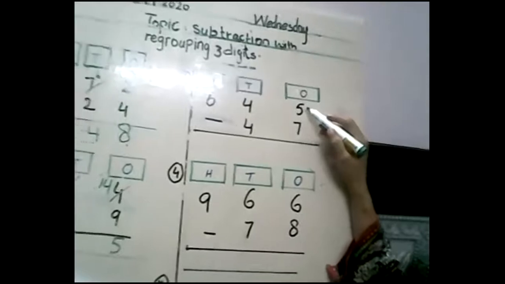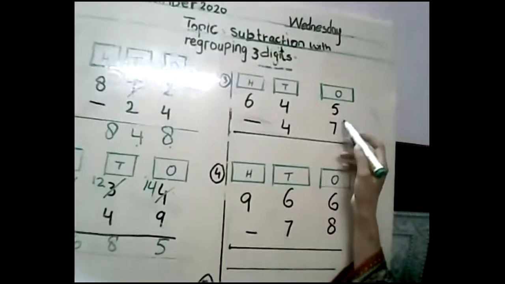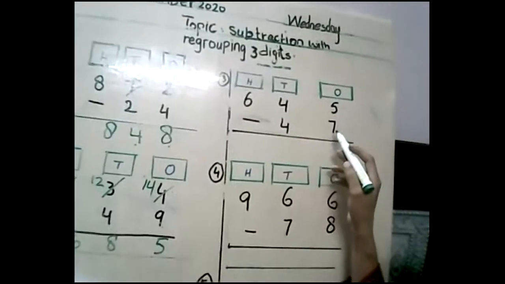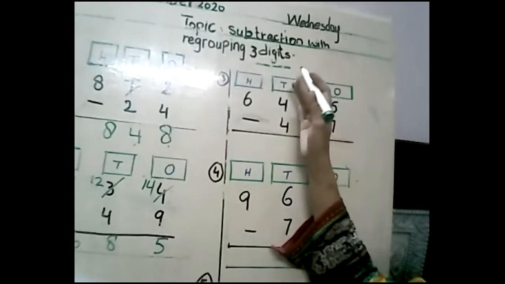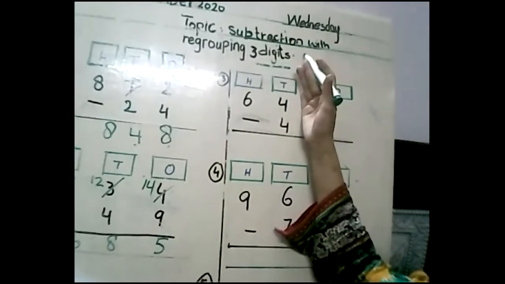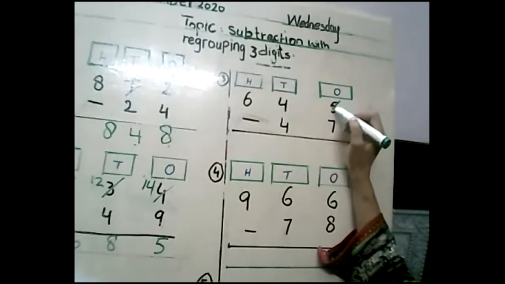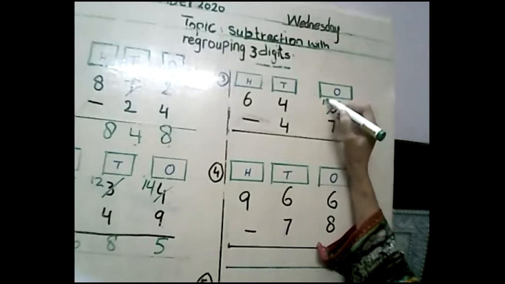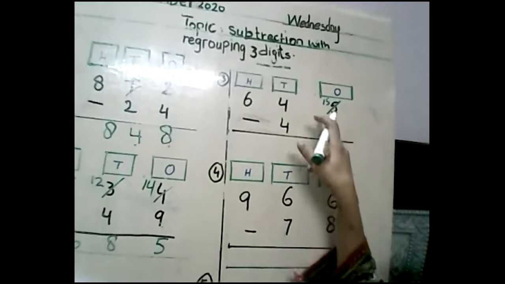Question number 3. How many ones? 5 on the top and 7 on the floor. Right? So can we subtract 7 from 5? No. So we will regroup and we will borrow from the next door. No, next door is tens. So we will take 1. So this will be not 5, 15. So we will subtract 7 from 15. So what will it be?